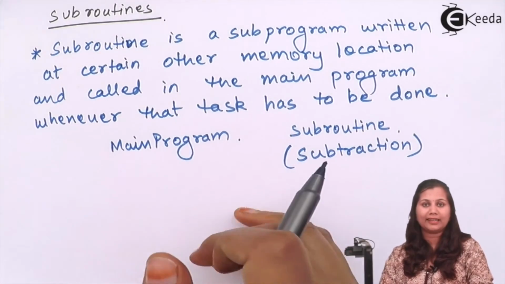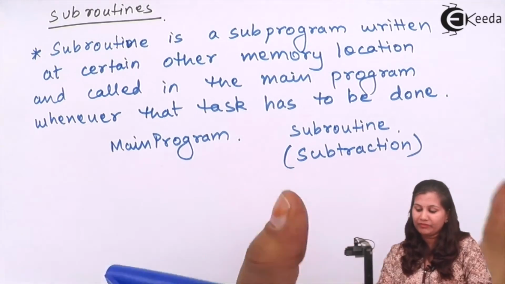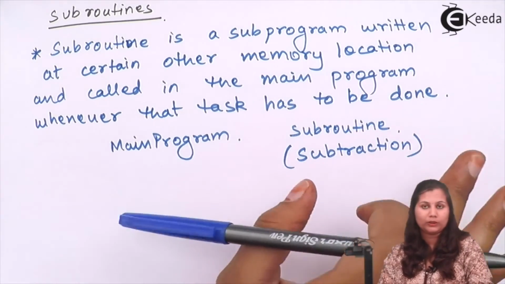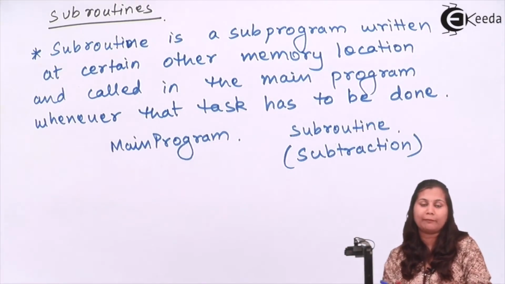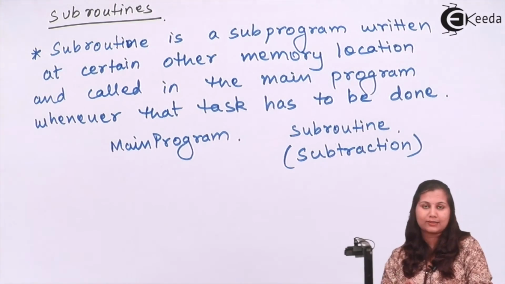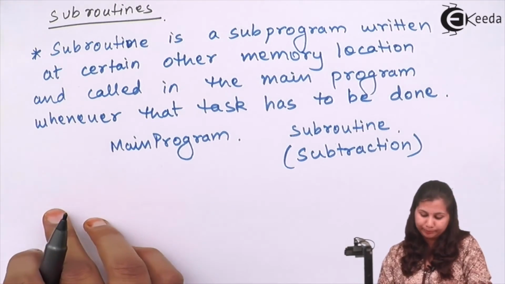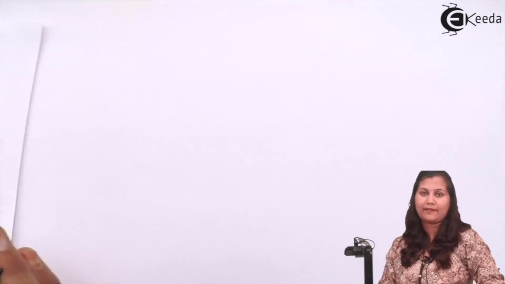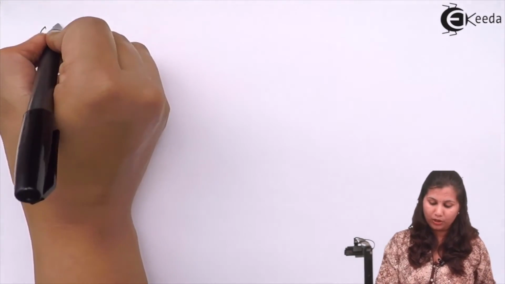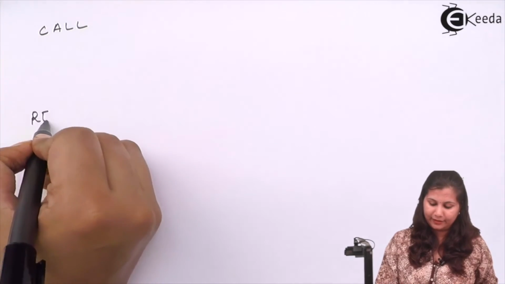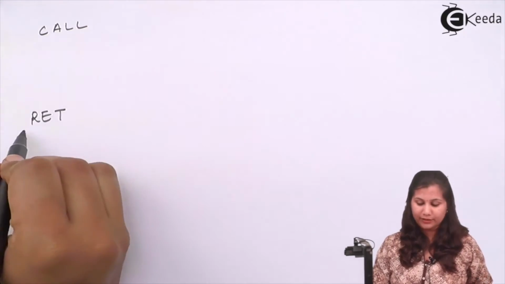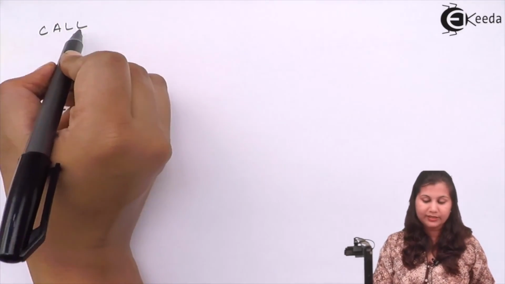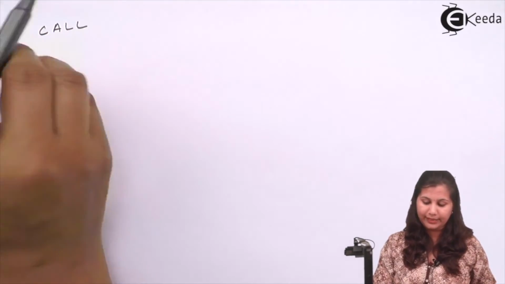So instead of writing it again and again and getting tired, we write a subroutine which has all the instructions for the subtraction operation, and this subroutine is called in the main program whenever we want to perform the subtraction task. Now in subroutines we have two instructions which are used. First is CALL and second is RETURN. The mnemonic for the return instruction is RET, and for the call instruction it is simply CALL.